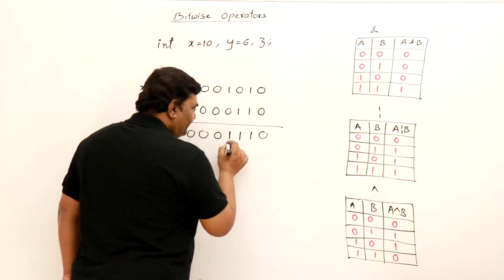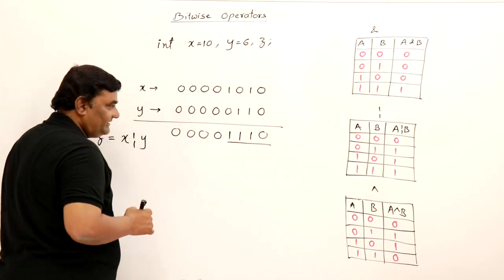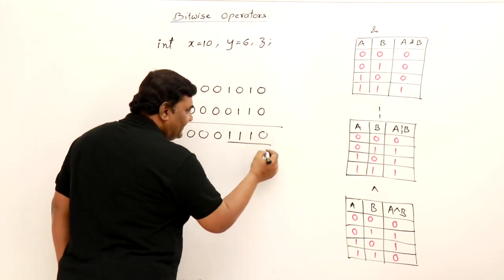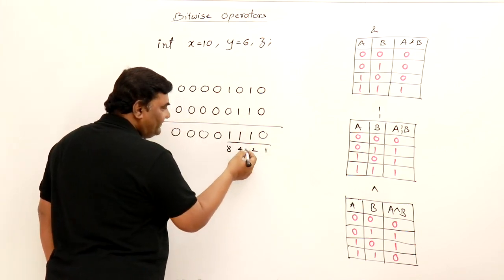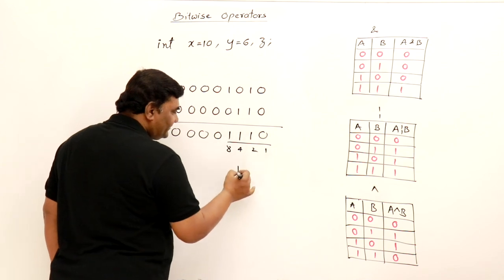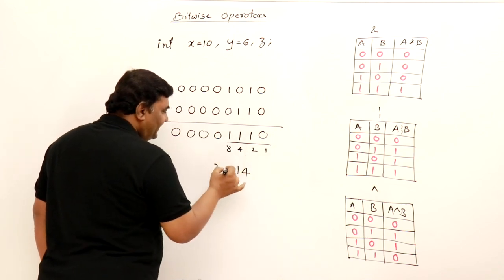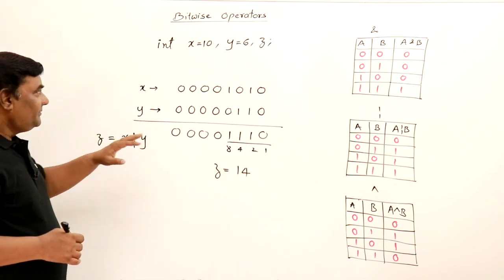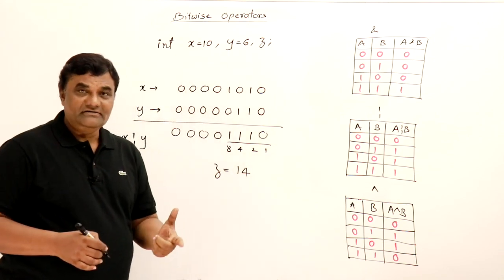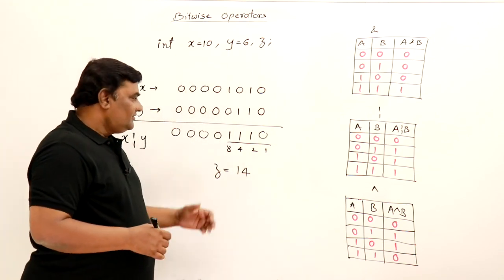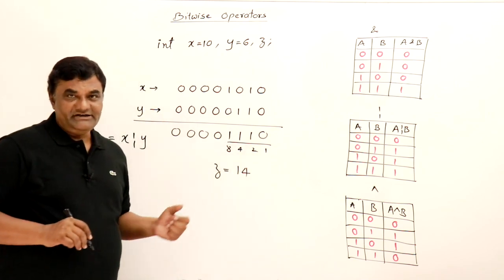So what is the binary number? This portion is the binary number. How much is this? This is 1, 2, 4, 8. So this is 12 plus 2, 14. So the answer is 14. z will have the value 14. So bitwise ORing of 10 and 6 gives 14. So this is the OR operation.